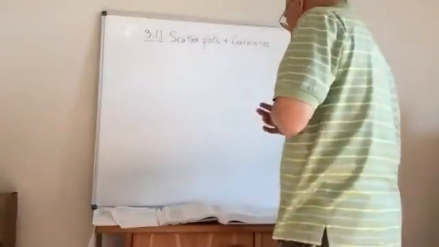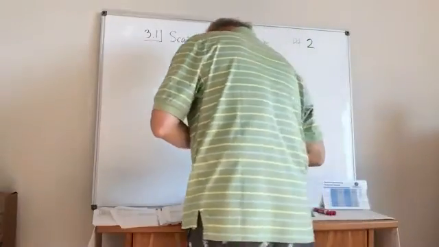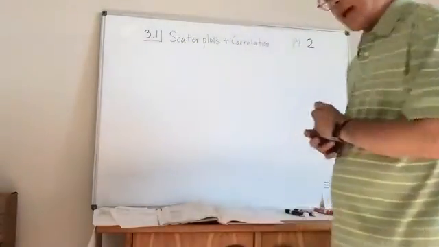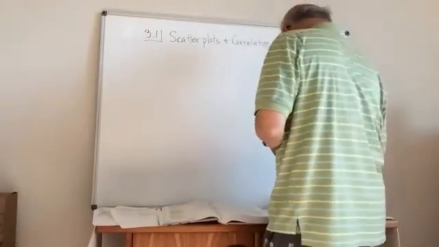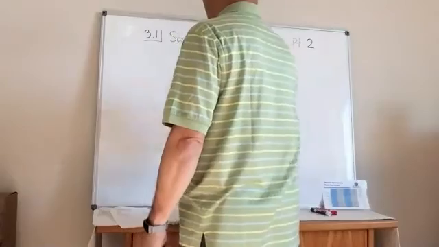Okay, so we're going to continue on with the scatter plots and correlation. And we're going to do measuring the linear association, and that is the correlation, okay? The correlation is represented as R.